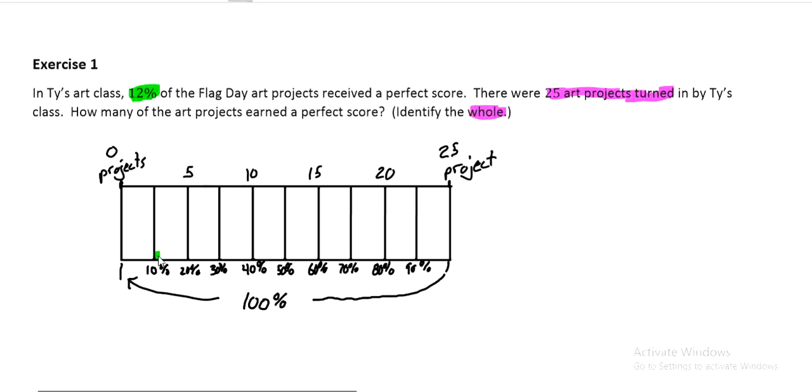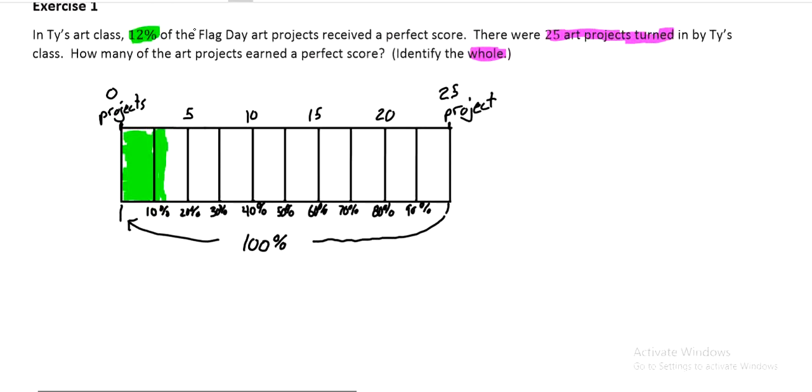12% is a little past 10. 12% might be right about there. But that doesn't really help us answer how many art projects earned a perfect score. We have an estimate. We know it's somewhere in between 2.5 and 5, but we don't know the exact number. Here's what we can do to find the exact number, though.